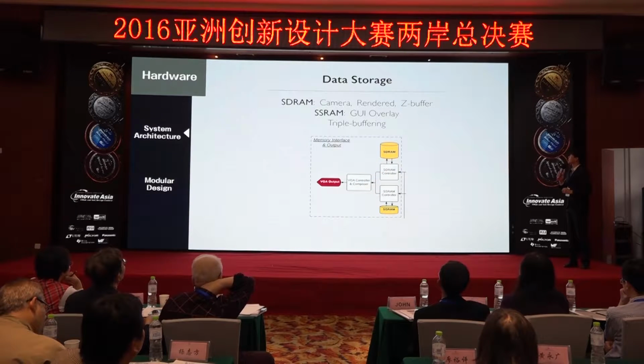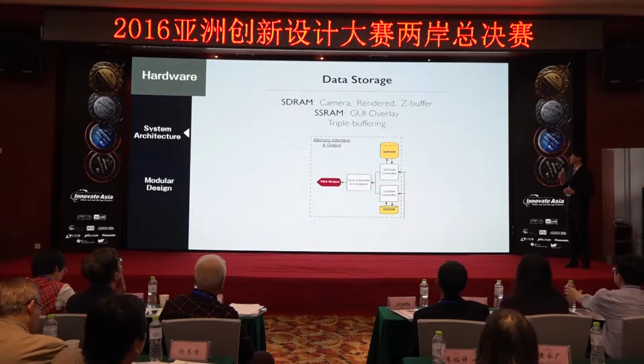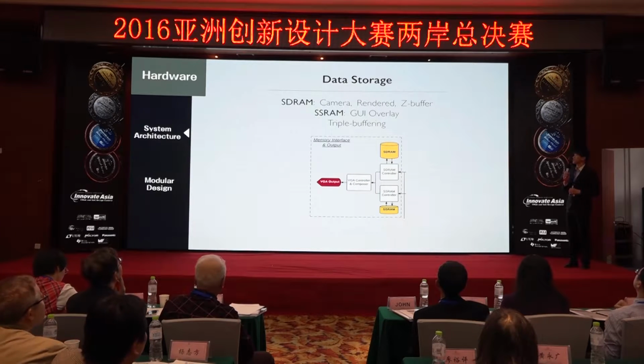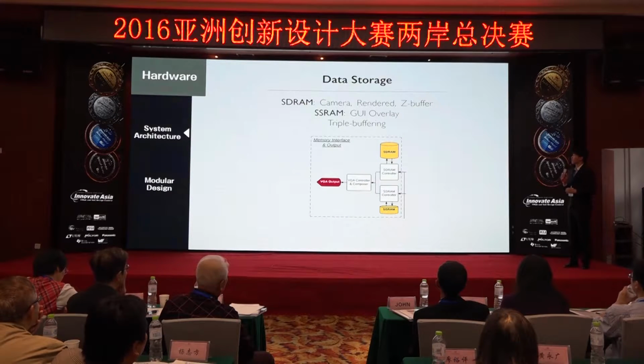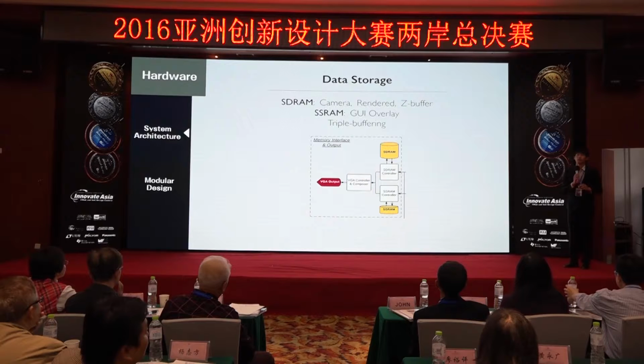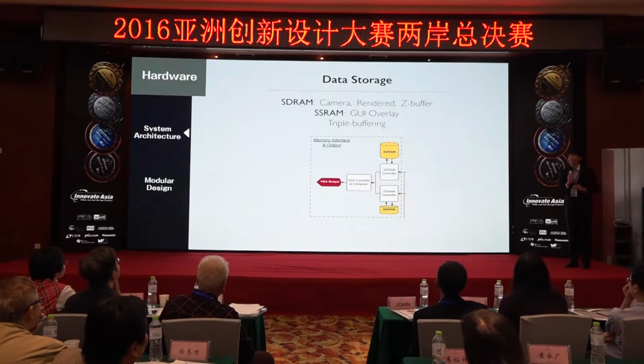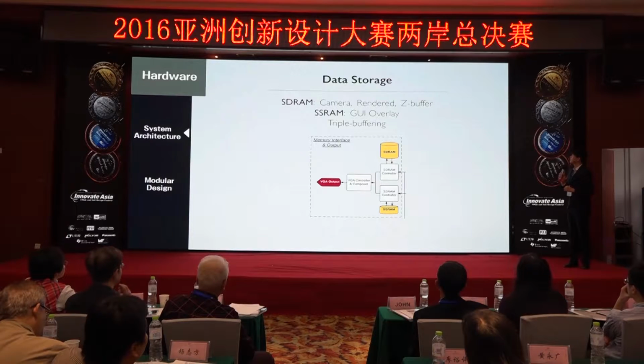Okay, now comes the data storage. We utilize SDRAM and SSRAM on the development board. The SDRAM is used to store the camera image, the rendered image, and the buffer. SSRAM is used to store the GUI overlay. Also, to avoid image flickering and tearing, triple buffer is used for both camera image and GUI overlay.